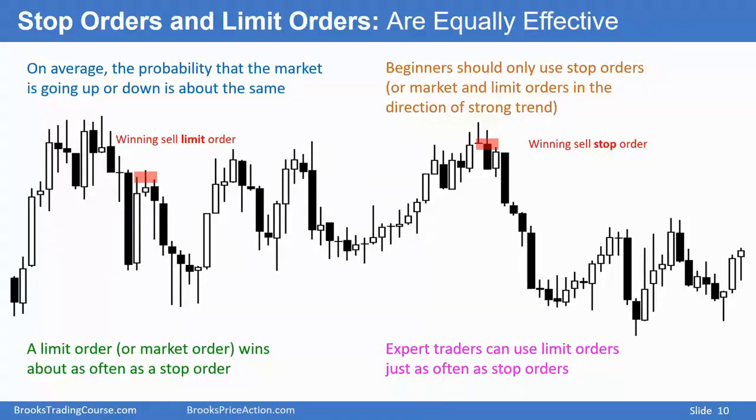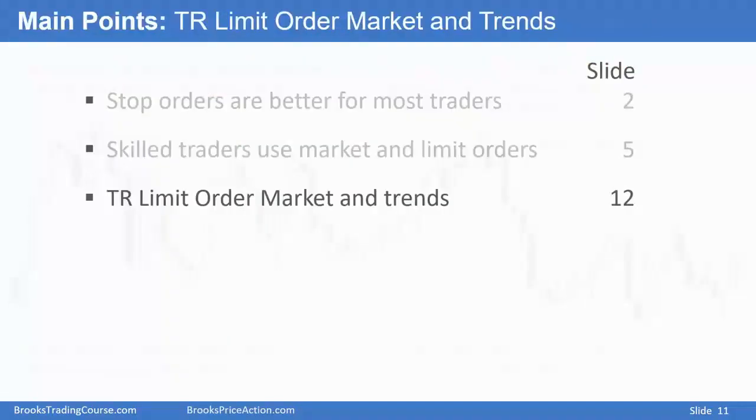Experienced traders use limit orders just as often as stop orders. Some traders have a preference for stop orders. Other traders prefer trading range scalps and they prefer limit orders. But in general, expert traders use both. A trading range is a limit order market. A trending market is a better market for stop orders.